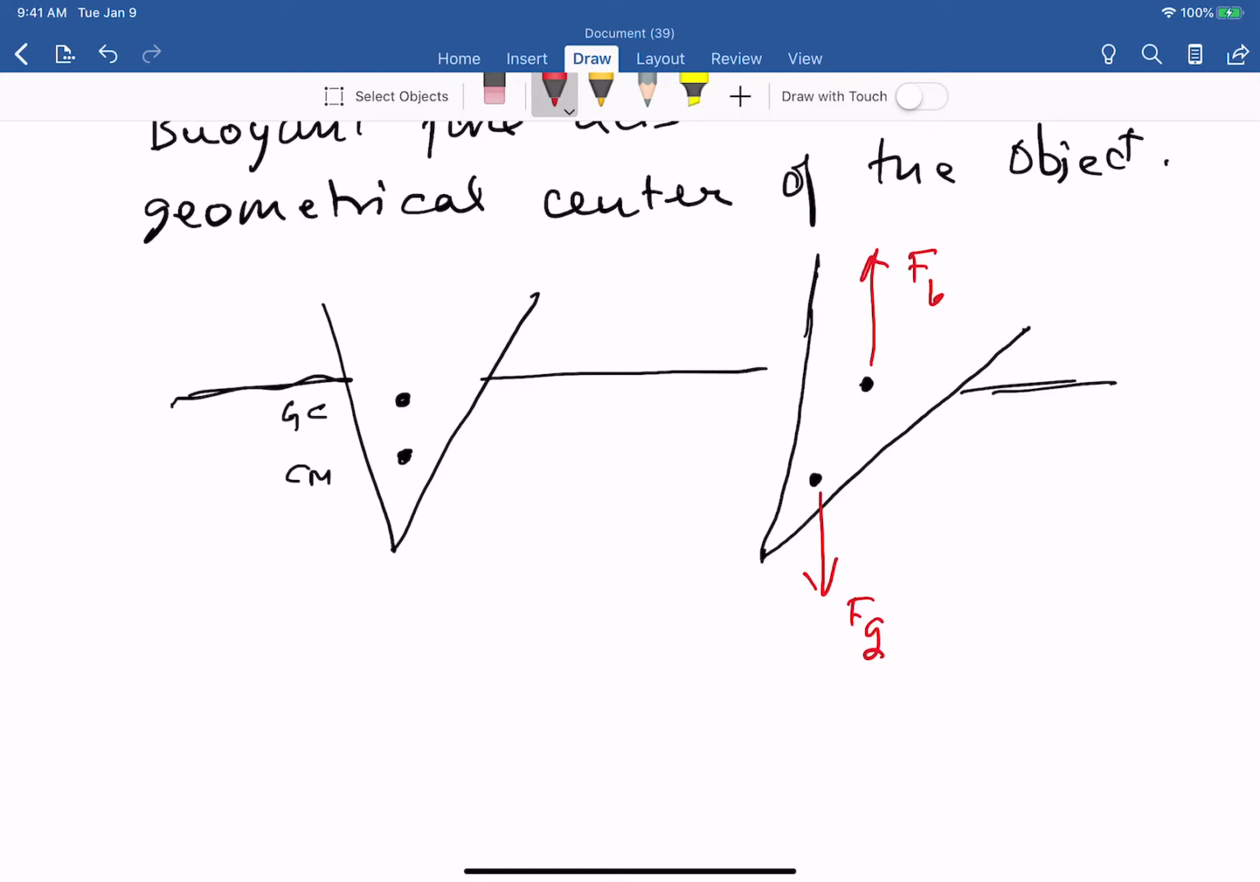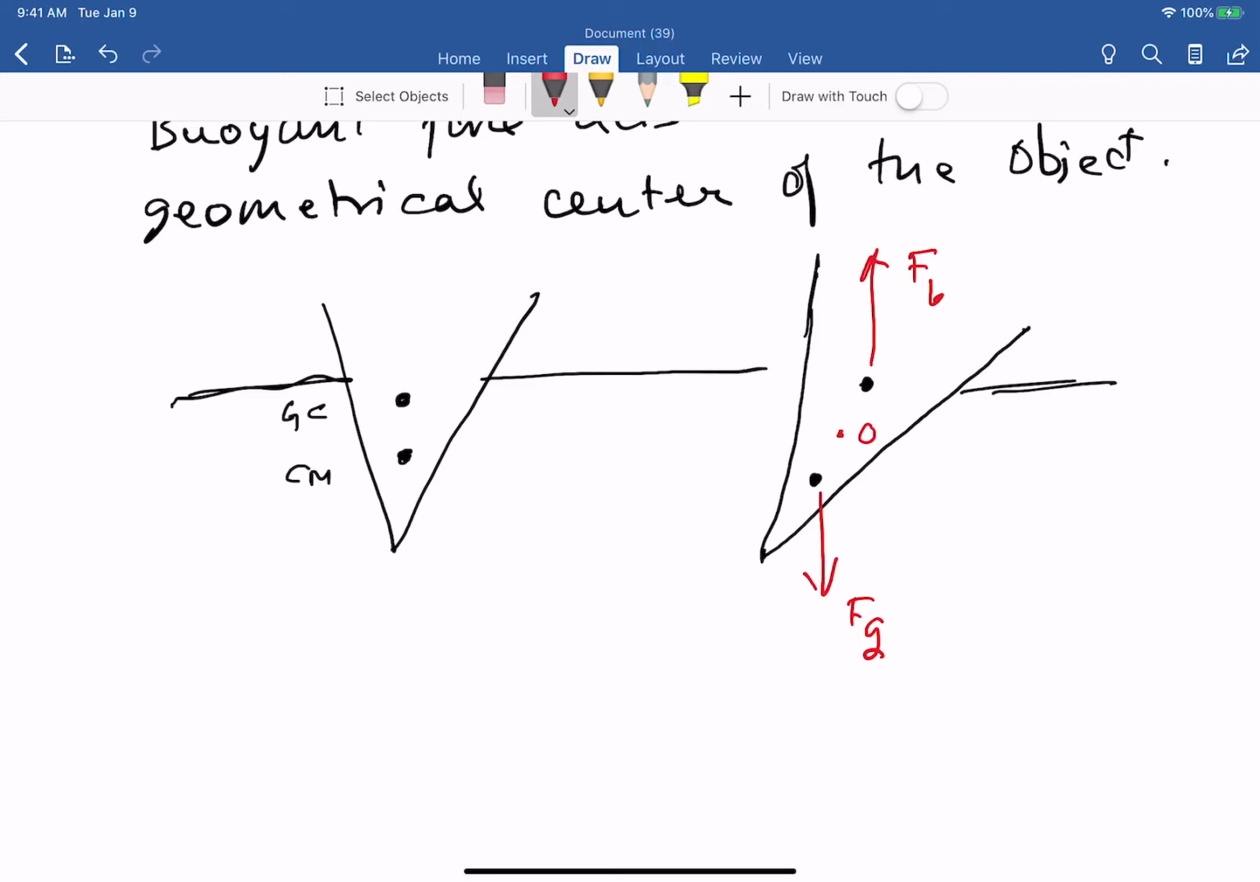So if you consider a point somewhere over here, what kind of torque are the two forces applying relative to our point? Let's call this the point O. The gravitational force is trying to rotate the ship in the counterclockwise direction, and the buoyant force is also trying to rotate the ship in the counterclockwise direction relative to the point O, right?